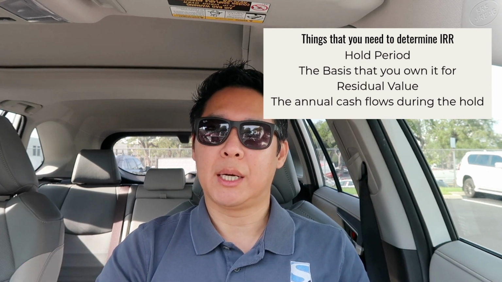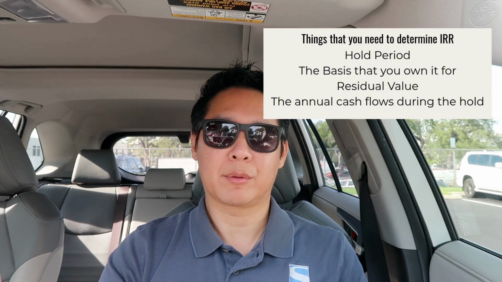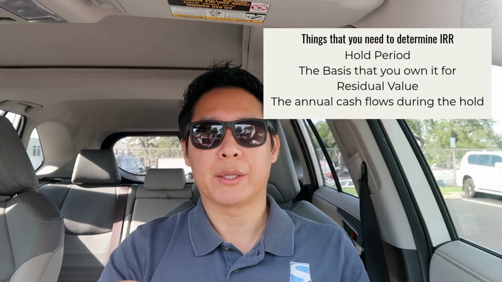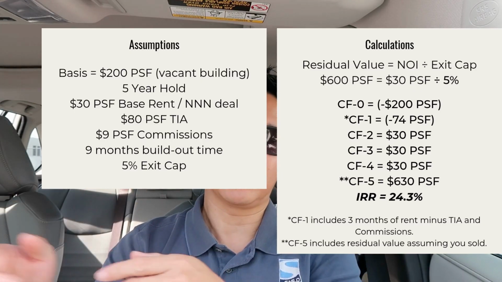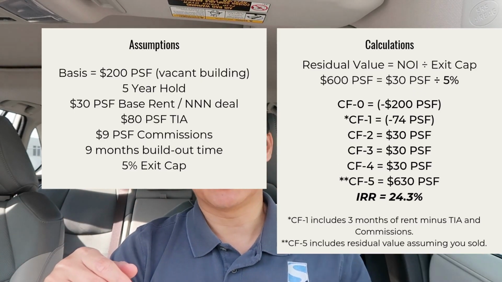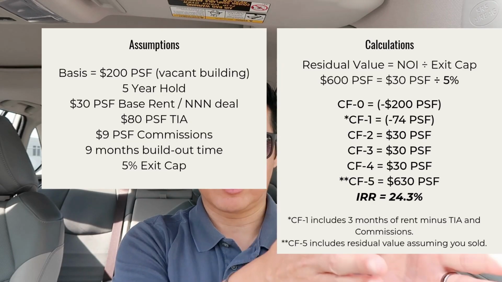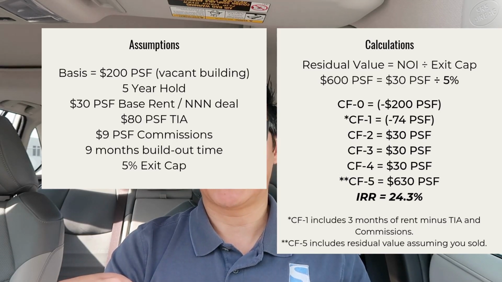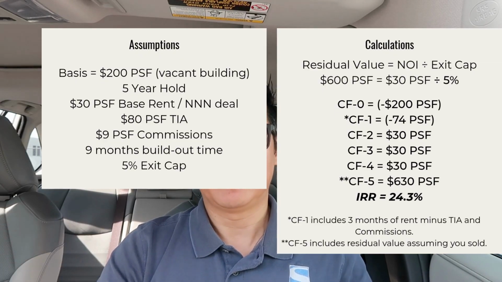If your hold period is 5 years and the exit cap is 5%, for example, then I think your residual value would be about $600 per square foot. So you bought it for $200, your residual is $600, and you're getting $30 a square foot along the way. Then the question is, how much did it cost you to get the deal? Maybe you had to invest $80 a square foot. That's within the cash flow analysis, and there are commissions involved and things like that. So then what is the IRR on that deal, right? That's one example.